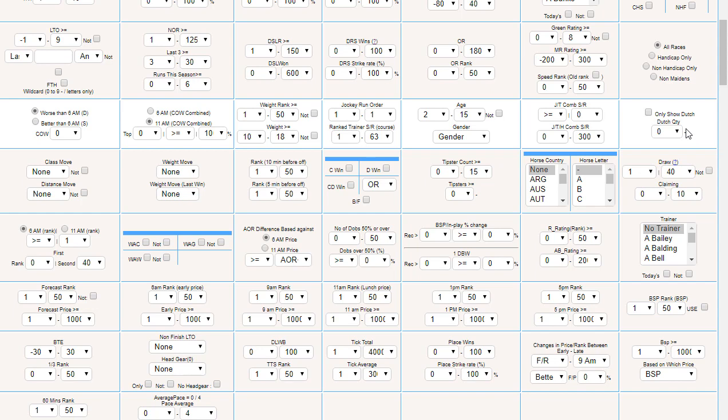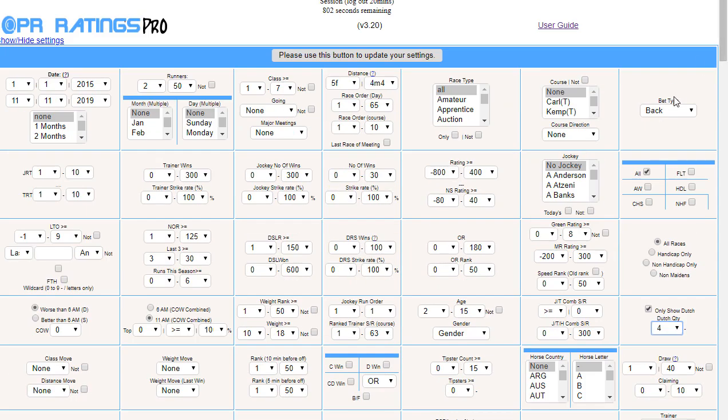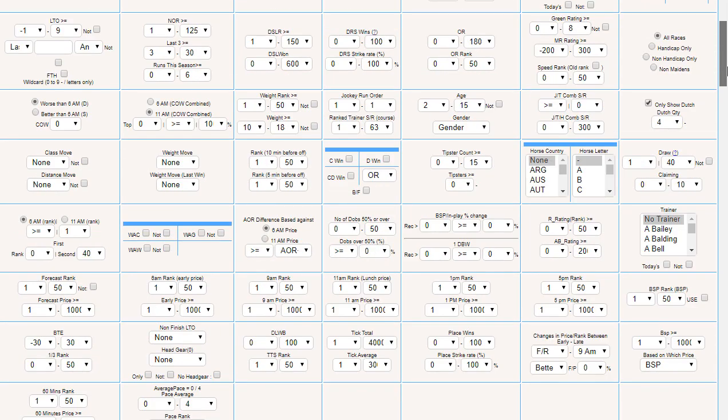This is to do with Dutching. If you come to Dutching, you'll probably want to see the Dutches during the day, so you click only show Dutches, or only show the Dutches that meet a quantity of 4, say, something like that. So if you're into Dutching, you will need to do that, and obviously Dutch up here to get the full benefits of the Dutching system.